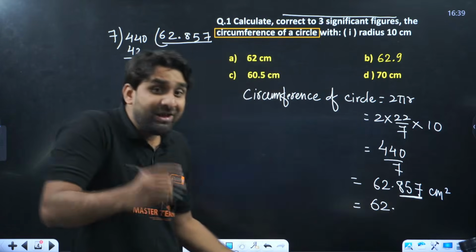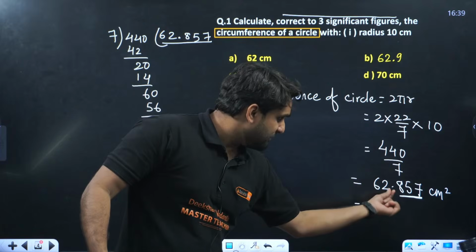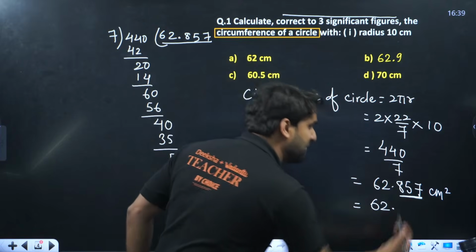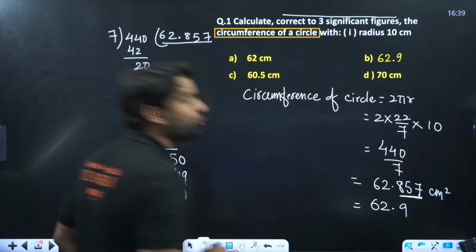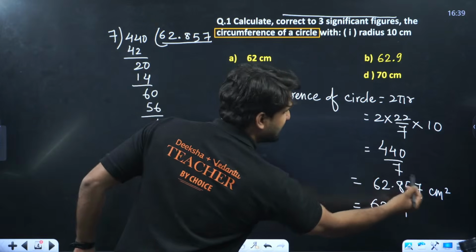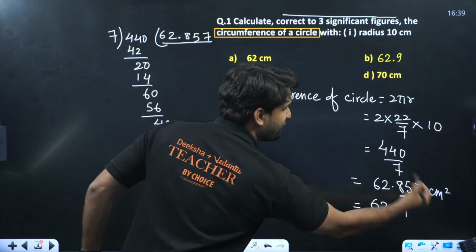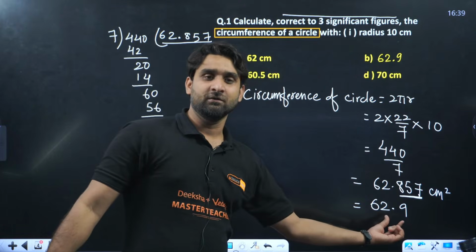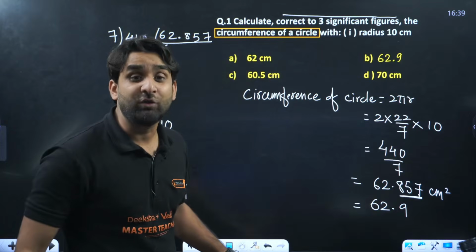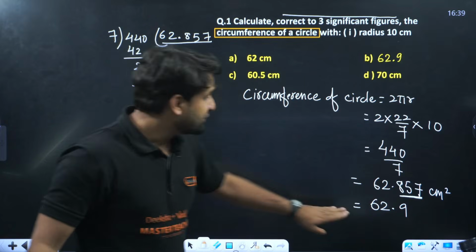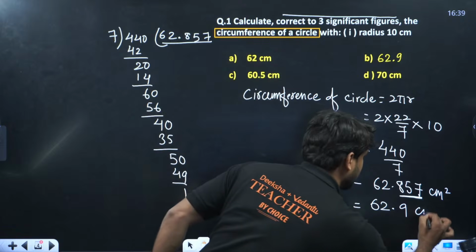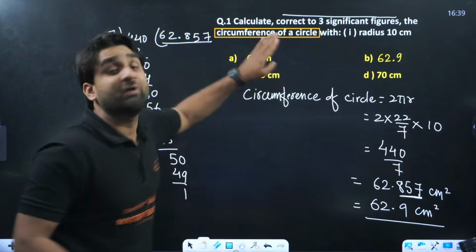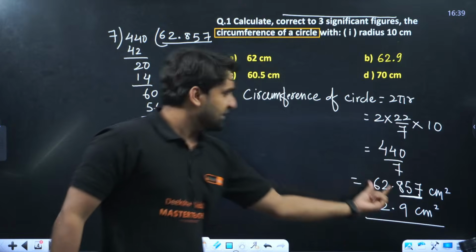When you check this 857, this is 57, so if you round to the nearest 10, 62.857 can be written as 62.9. Combining these, the nearest value of 0.857 can be written as 0.9. Now how many significant figures do we have? 3 significant figures. So 62.9 is the correct answer according to the question's demand.